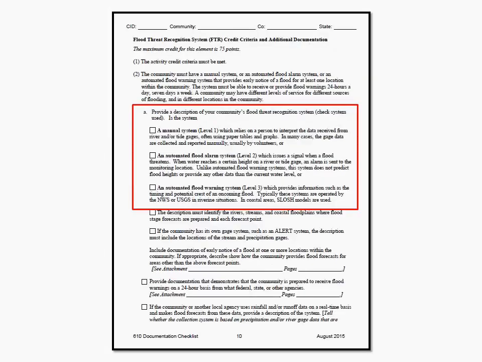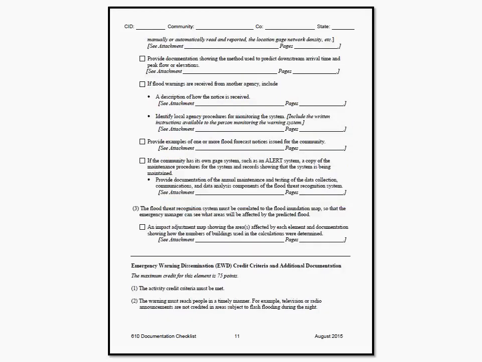On page 10, under Flood Threat Recognition System, this is where you indicate what level of system you have in your community: level 1, a manual system; level 2, an automated flood alarm system; or level 3, a flood warning system. Page 11 completes Flood Threat Recognition System. This is where you indicate if you have any community-owned systems such as alert gauges. You can give us copies of the maintenance procedures for these. This may be available for any bonus points. Then we begin emergency warning dissemination at the bottom of the page.